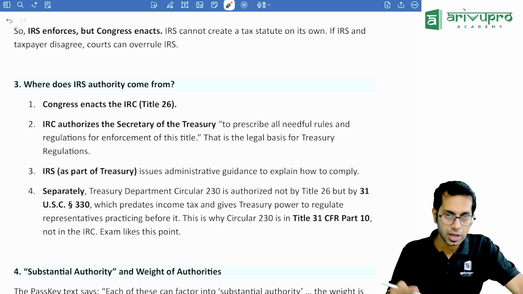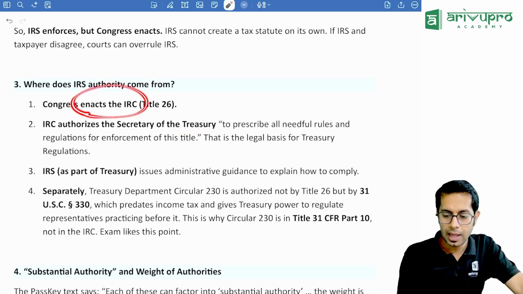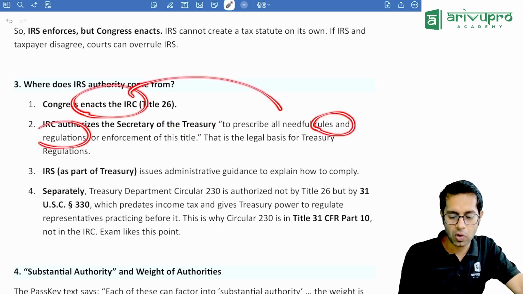So how are Treasury regulations made, sir? See, normally the law has been made. Now to make sure that this law is followed smoothly in the country, we have to make rules and regulations. Those rules and regulations are made by whom, sir? Treasury.